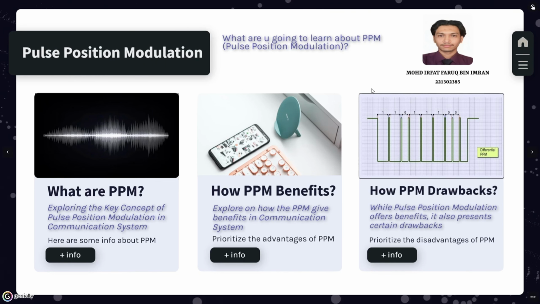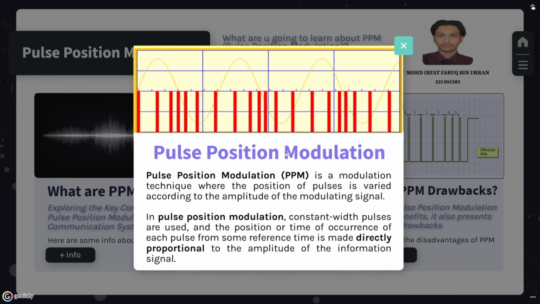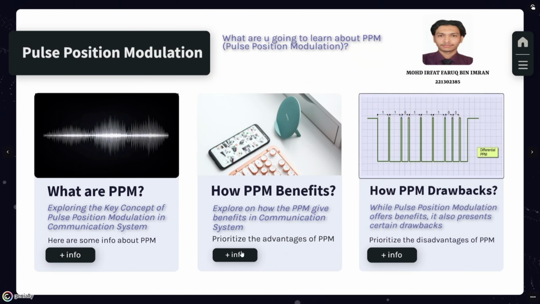Hi, my name is Muhammad Ifat Farooq bin Imran, and today we are going to learn about PPM. So basically, PPM is a modulation technique where the positions of pulses are varied according to the amplitude of the modulating signal. So how does PPM benefit?